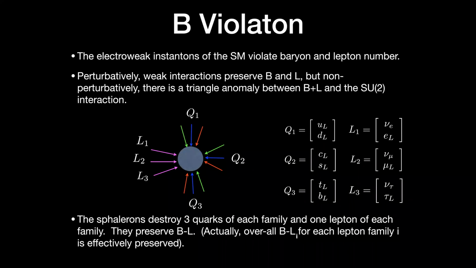Actually, because the neutrino masses are so small, they effectively preserve B minus the L in each lepton family, though eventually the neutrino oscillations will mix up the lepton number and make that not true. And this is not something I'm going to make use of in this talk, but it's an interesting fact that sometimes you can get some mileage out of.